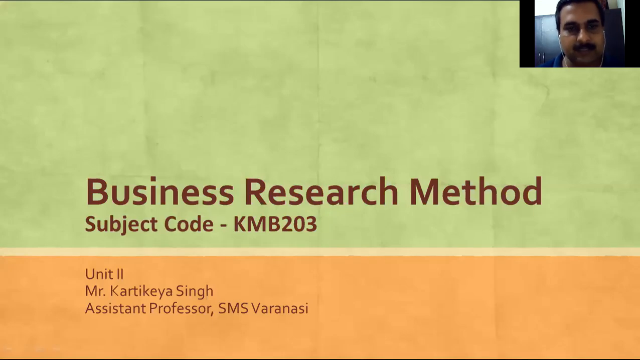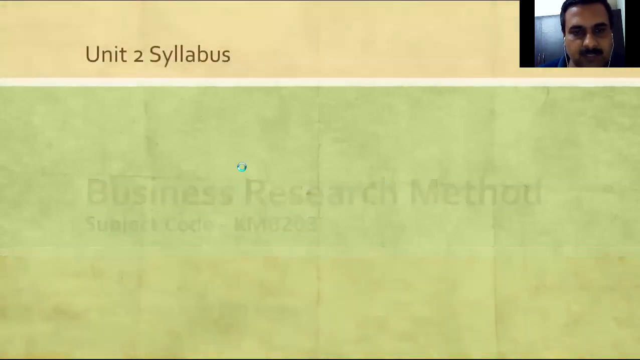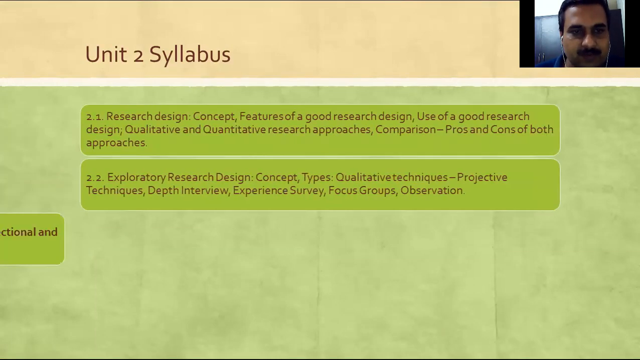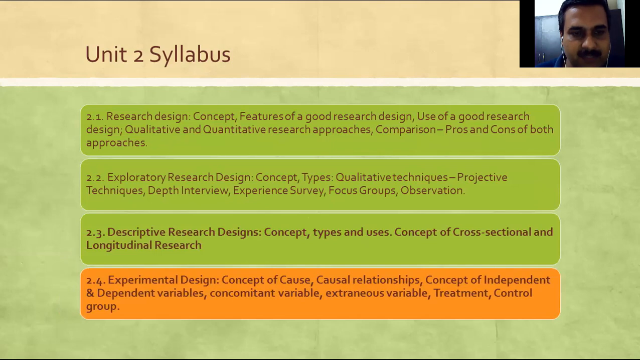Hello friends. Now we are covering this business research method, and we have already covered three parts of it, and we are into the fourth part, and we are talking basically about different terminologies which are going to be used in understanding this experimental research design. So we have already covered these three parts. We are into this fourth part, and before we move ahead, let me give you some glimpse of this.